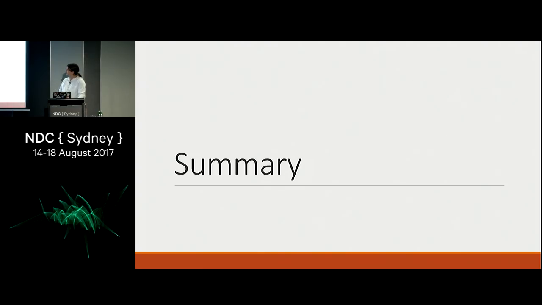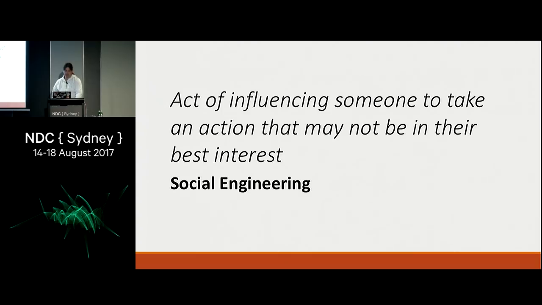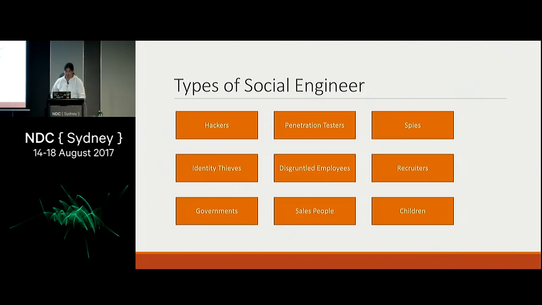Okay, so I said this talk would be nice and easy. So we've covered most of it. So in summary then, social engineering is the act of influencing someone to take an action that may not be in their best interests. You're trying to get people to do something that's not good, and you're using lots of manipulation techniques to try and do that.